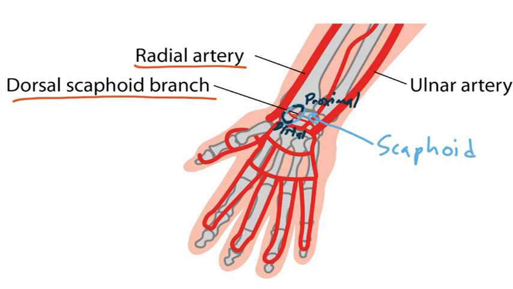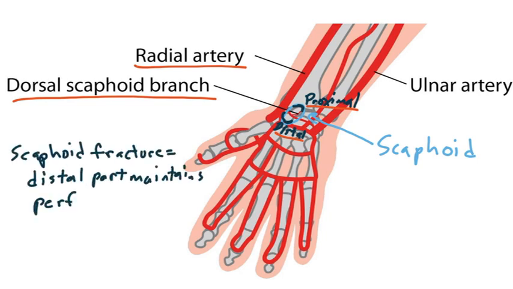Now this artery is strange because it will supply the distal part of the scaphoid bone and then travel retrograde to the proximal part of the scaphoid bone. So here's the clinical relevance. If you fracture the scaphoid bone, the distal part will maintain adequate perfusion. However, the proximal part back here is at great risk of not maintaining adequate perfusion and is vulnerable to necrosis.